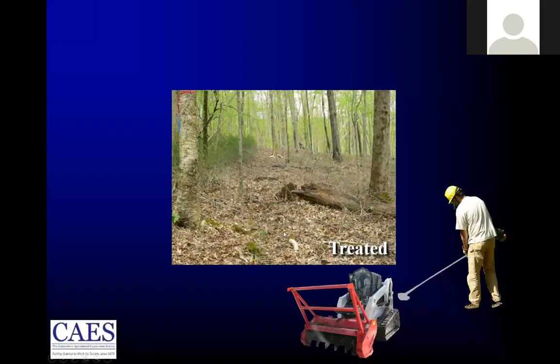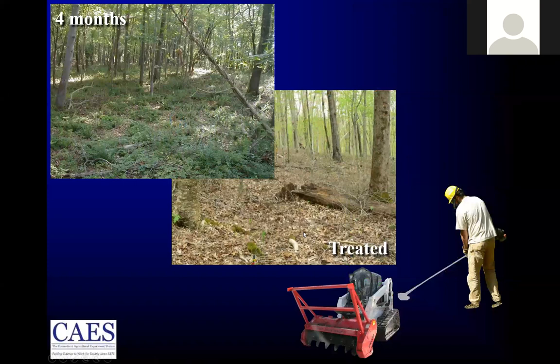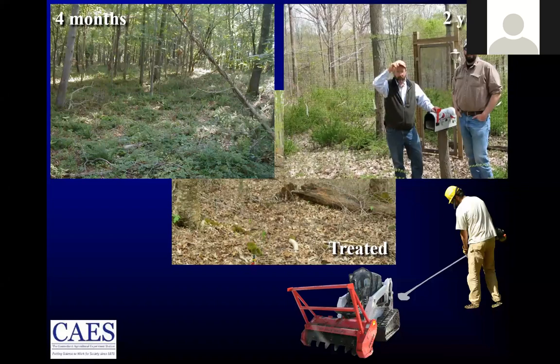So let's look at what happens if you just mow it and you don't do anything else. It looks really nice the spring after you mow it. On the left you can see some barberry poking up, and in the foreground it looks nice and clean. 4 months later, though, you've got a carpet of 6 to 8 inch high barberry or multiflora rose, and I imagine it'd be the same thing for buckthorn or honeysuckle, just coming right back up. All these species resprout from the roots. So if all you do is mow it, they're just going to grow back.